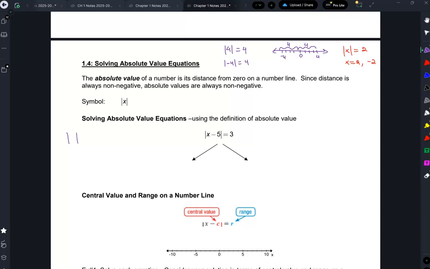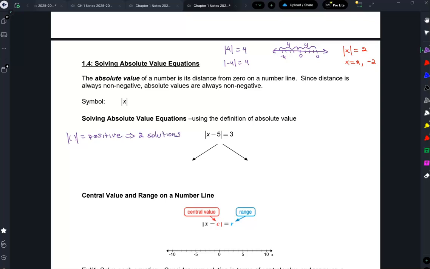If you have an absolute value of x, or it could be some other thing inside. Let's just do a generic absolute value of something equal to a positive number, just like that red one. There are going to be two solutions.